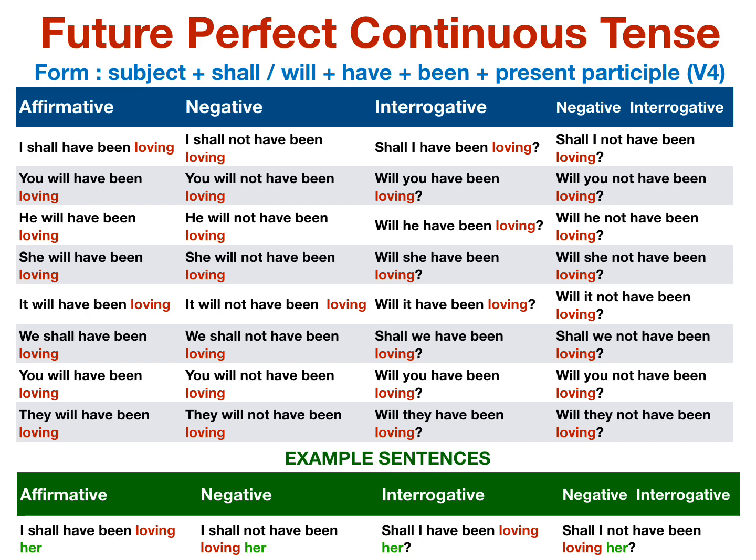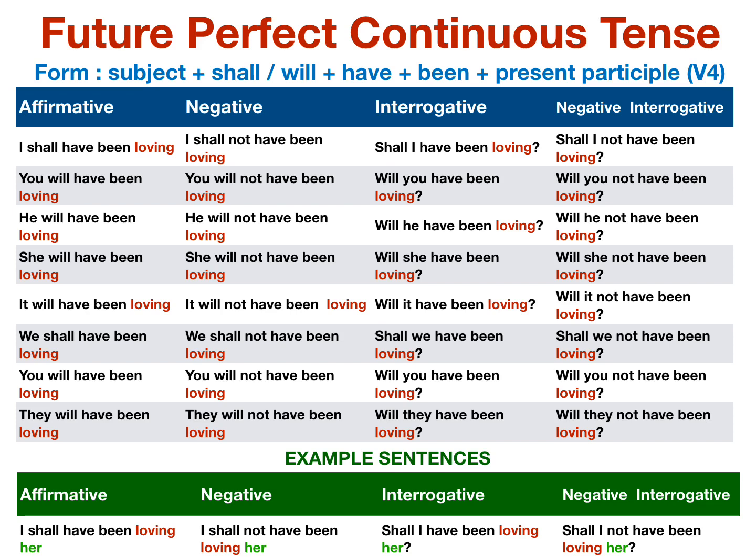You will have been loving. You will not have been loving. Will you have been loving? Will you not have been loving? He will have been loving. He will not have been loving. Will he have been loving? Will he not have been loving?